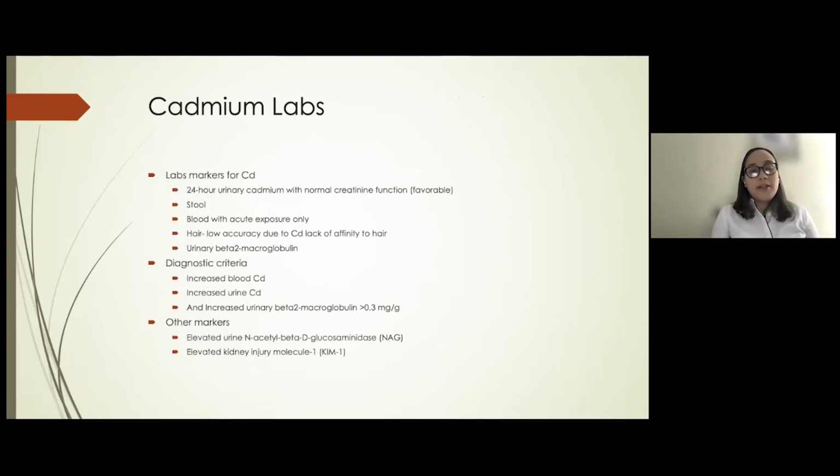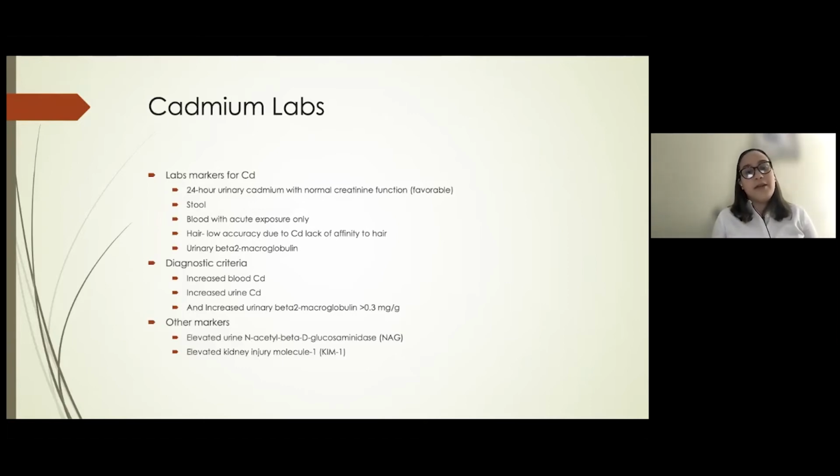So some lab markers for cadmium: 24-hour urinary cadmium with normal creatinine function, right? It's actually a pretty good indication that there's true, or at least acute or subacute, exposure to cadmium. Stool, not that common. Blood with acute exposures only is a great test for cadmium. Hair is not as accurate as it is for arsenic, because cadmium does not have great affinity to the hair.